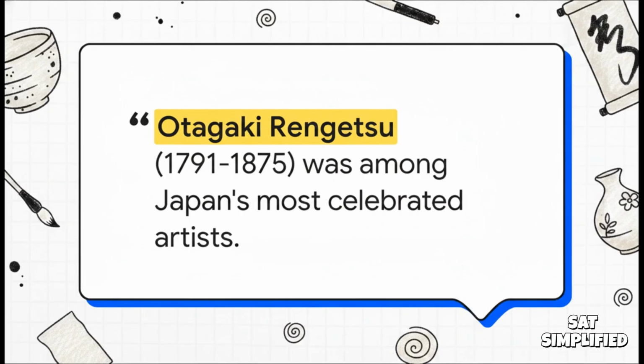Bam! The topic, Otagaki Rengetsu's art, is stated right up front. The text then goes on to talk about her pottery and ceramics, but nailing this topic immediately is crucial. Why? Because the correct answers to main idea questions will almost always refer back to it, which makes eliminating those tricky, off-topic trap answers a total breeze later on.